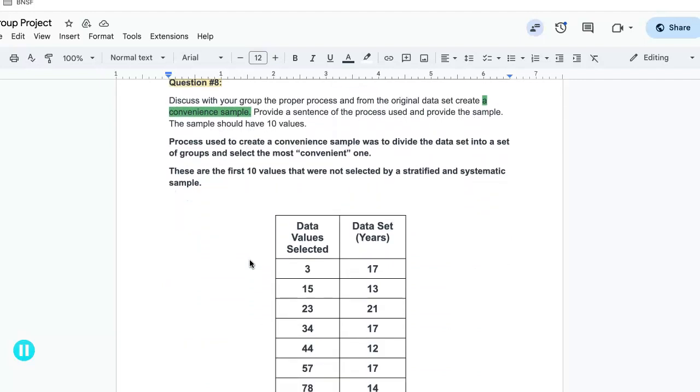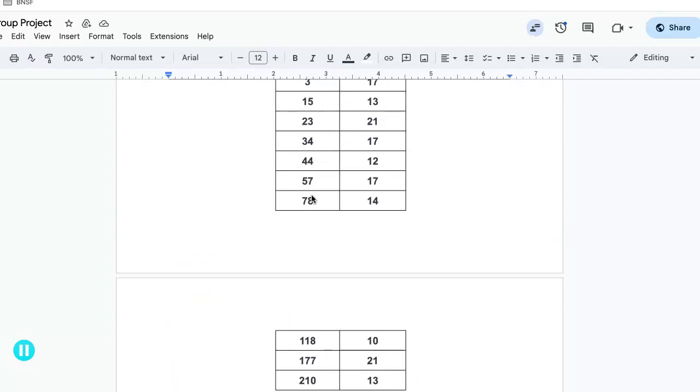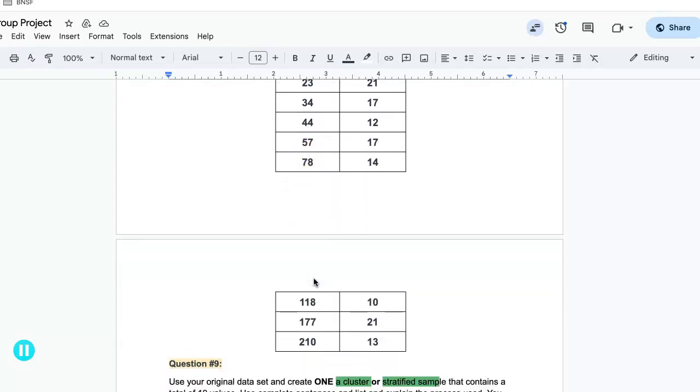Question 8, we discussed and we created a convenience sample, which we also provided 10 values, but in this case we selected the ones that we did not use for the sample above, and we used the data values of 3, 15, 23, 34, 44, 57, 78, 118, 177, and 210.